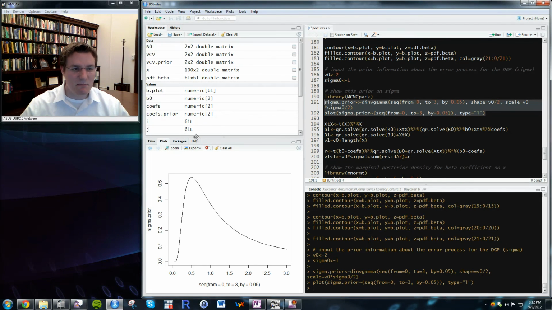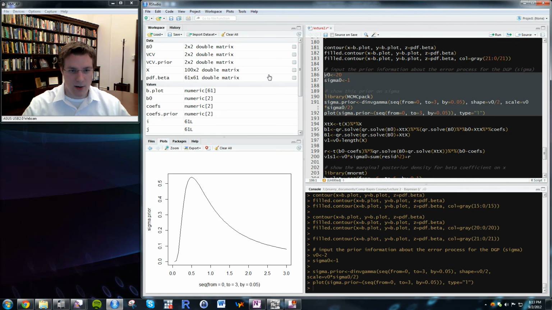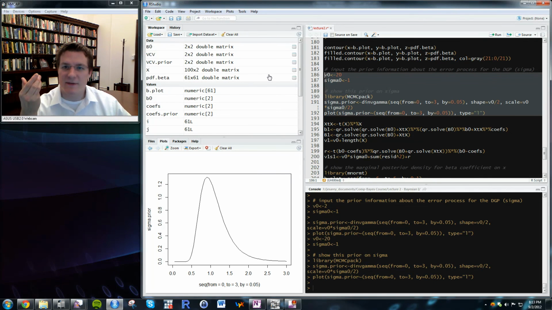My maximum value is, I think, about a half, but I have a great deal of uncertainty about where sigma lies. I could change this if I like. I could, for example, change the V0 parameter to be 20. What that's going to do is really crunch in my prior here. So it's going to center it much more on 1. It's going to make me much more certain about what the parameter is.